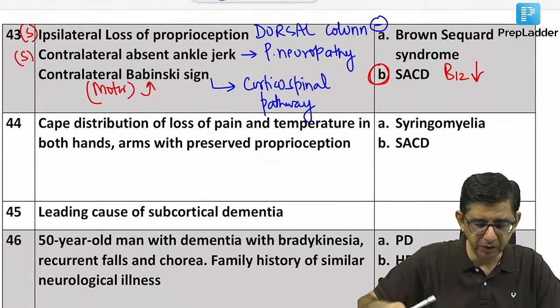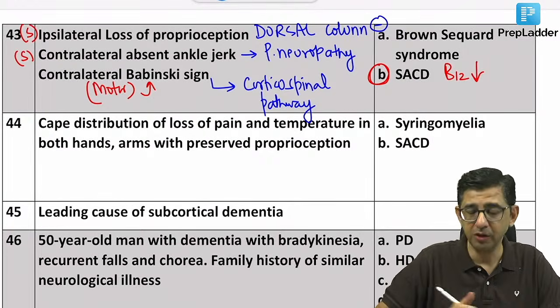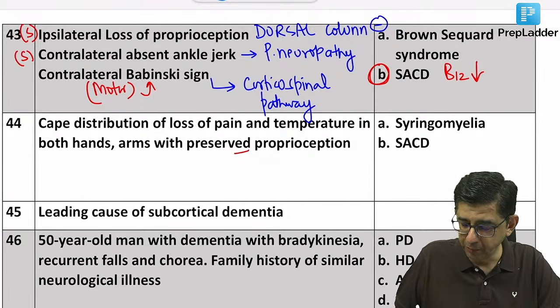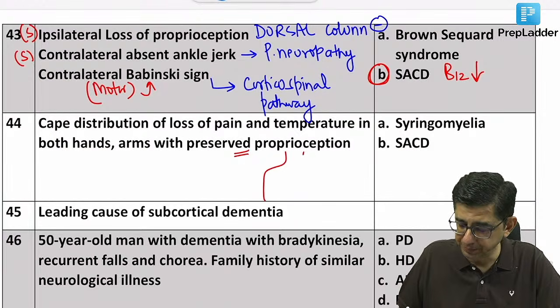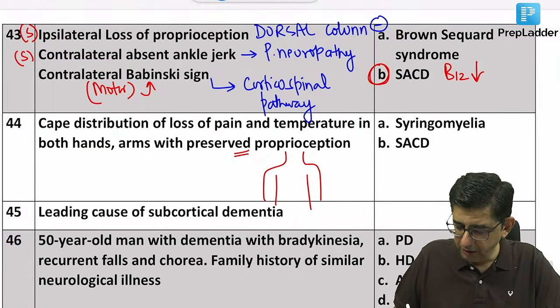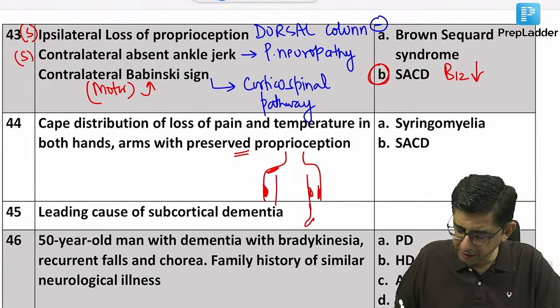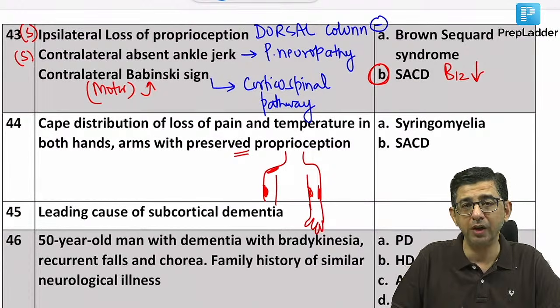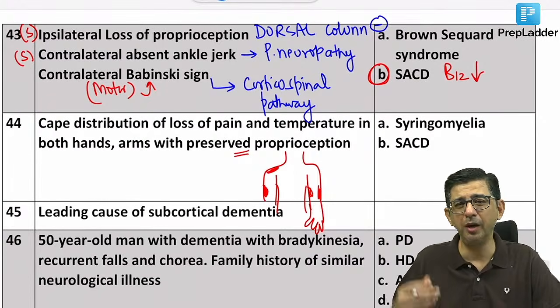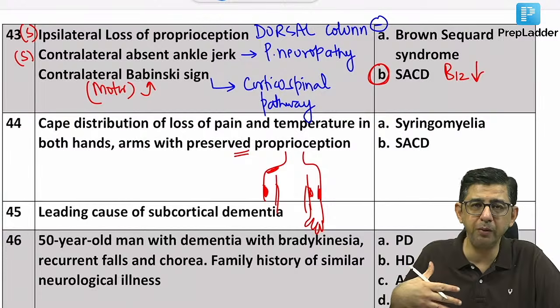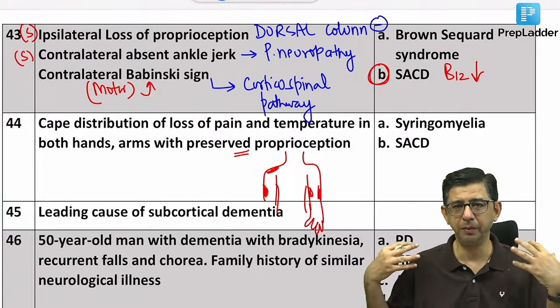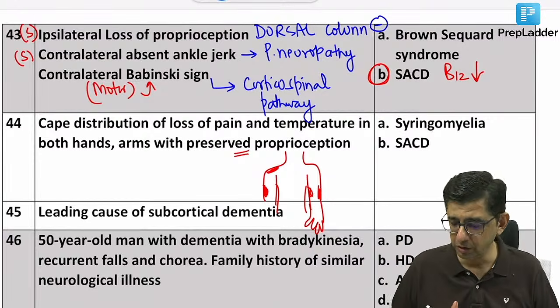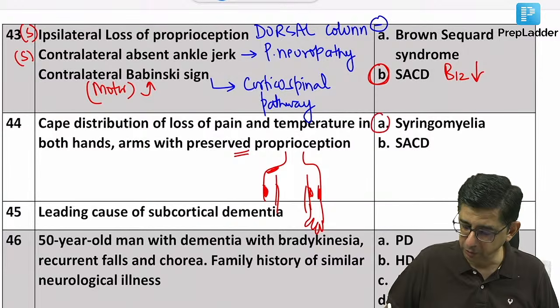Now, if you look at the next question, there is loss of pain and temperature along with preserved proprioception in a patient. The sensation loss is occurring in the arms. The pain and temperature sensation is getting lost in the arms of the patient, in the hands of the patient. That is what is called a cape distribution. Cape is like a chunni, no? Cape is like a shawl that we put, right? A chunni is what women would be putting, like with a salwar kameez. So it's a patchy loss of pain and temperature that is happening. This would be a presentation that would be seen with syringomyelia.